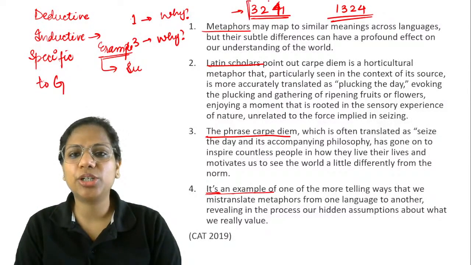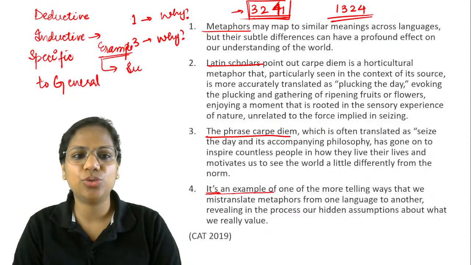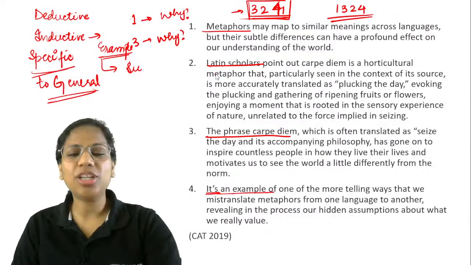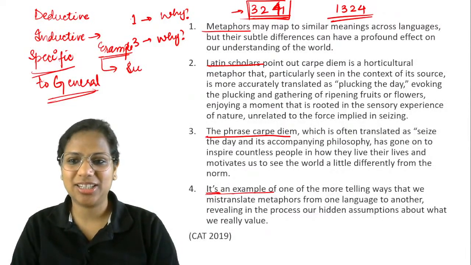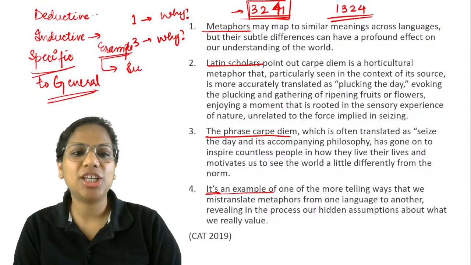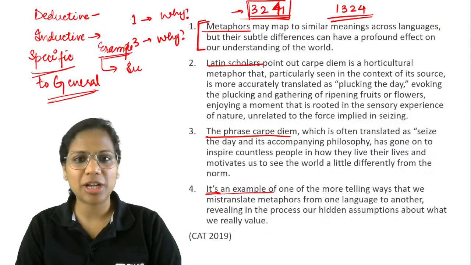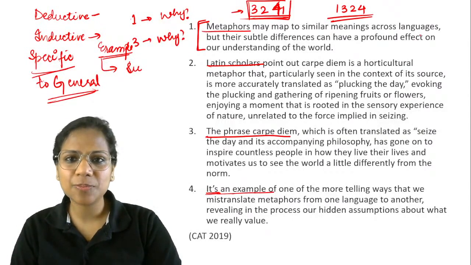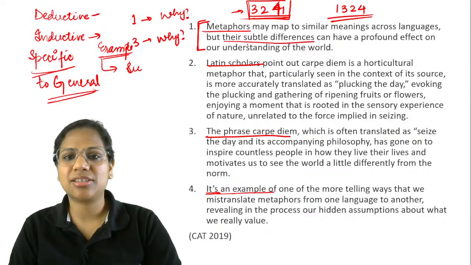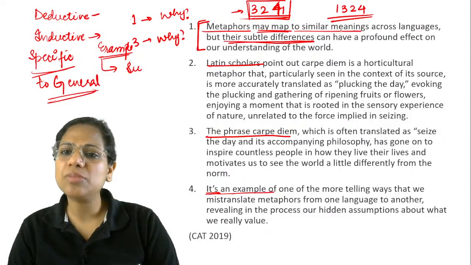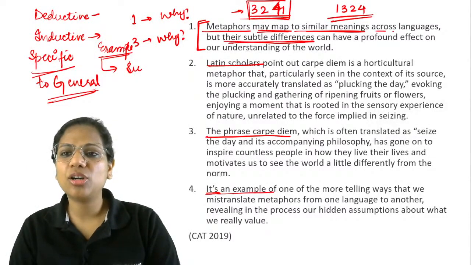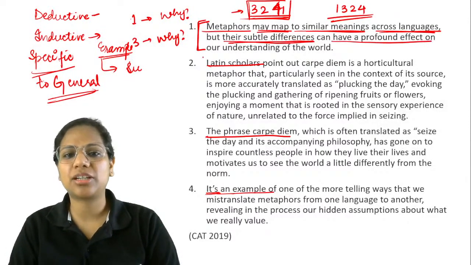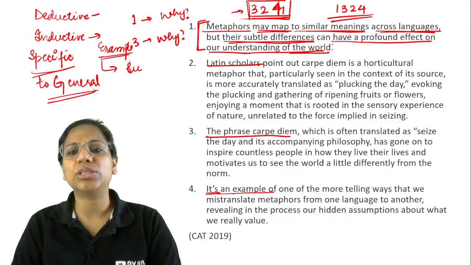That interpretation would lead you to 3241. However, if you go for a deductive arrangement, then you will first mention something about metaphors. So metaphors may map to similar meanings across languages, but their subtle differences can have a profound effect on our understanding of the world.